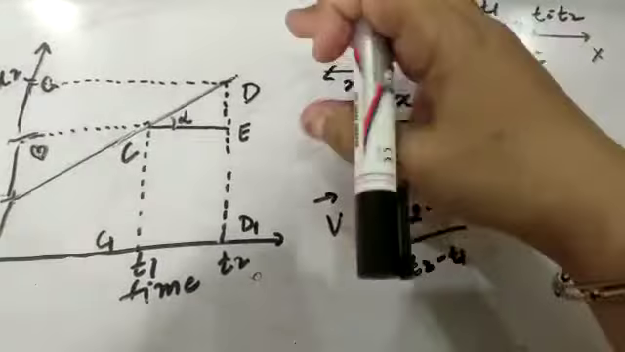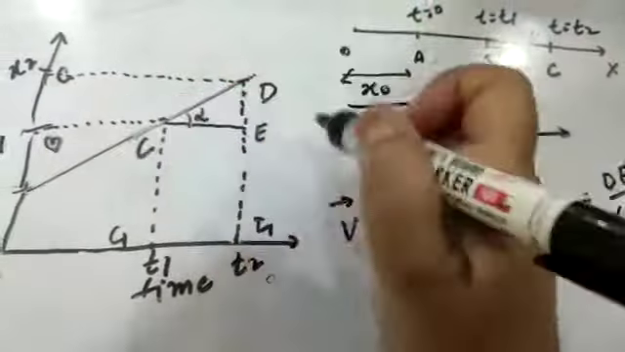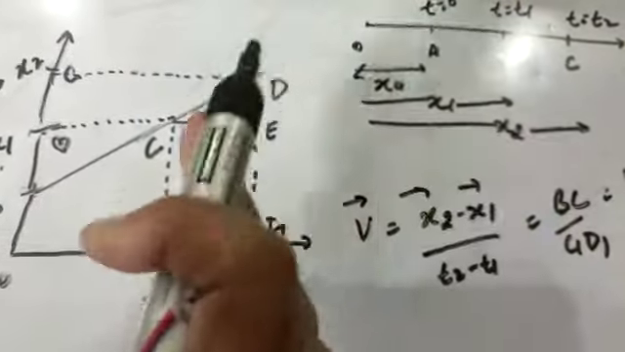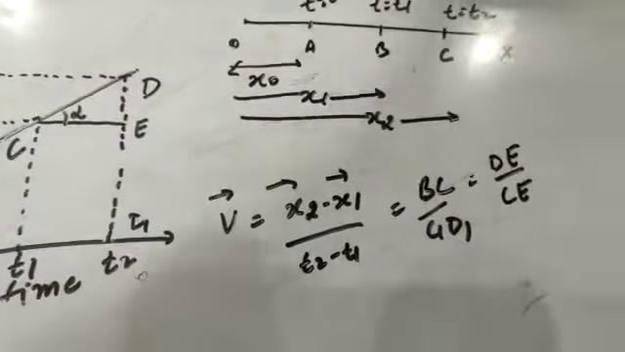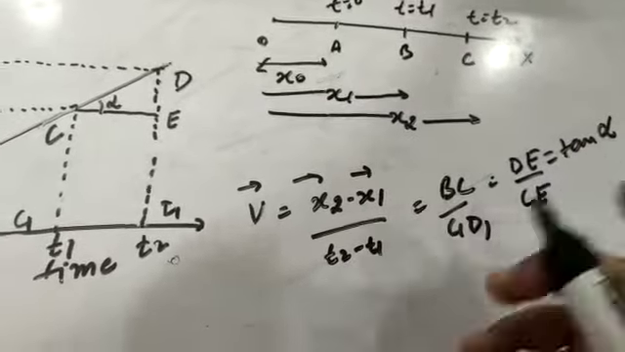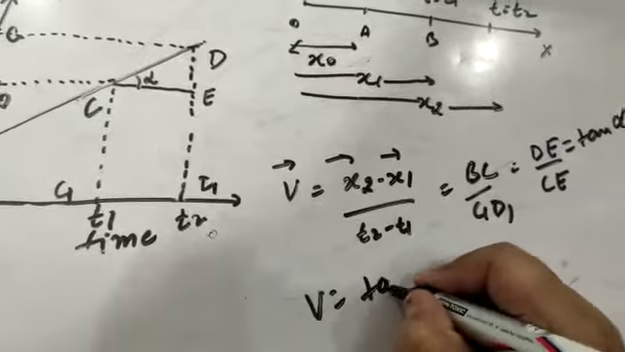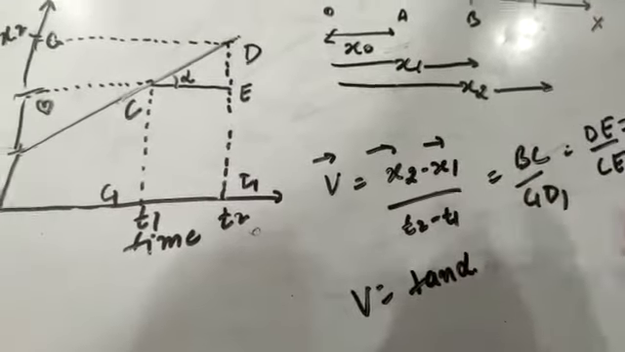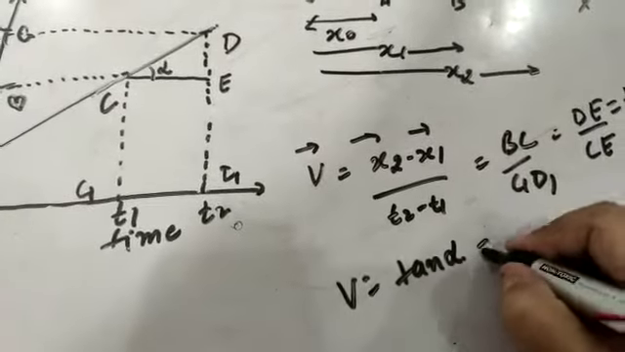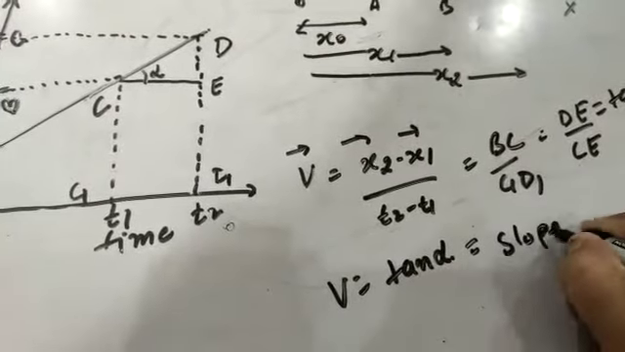Now what is this? Perpendicular upon base of this triangle DCE. Now we know that perpendicular upon base is tangent theta. So we will write here tangent alpha, right? So V is equal to tangent alpha, and we know that the slope of any line is given by its tangent. So it means V is equal to the slope of the line.